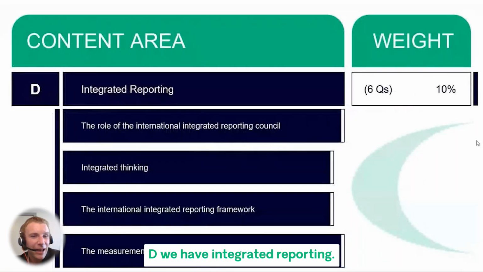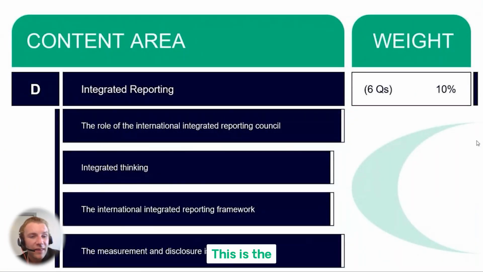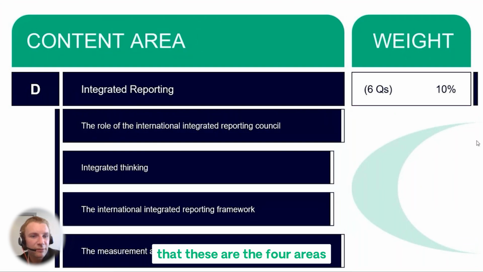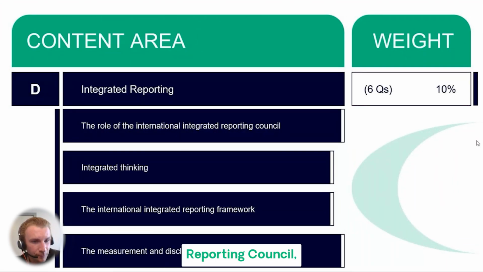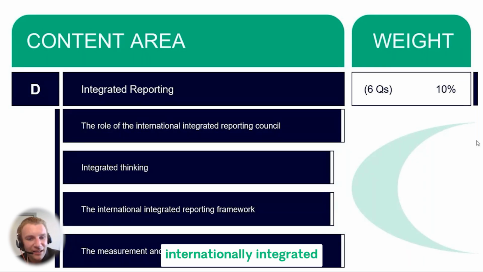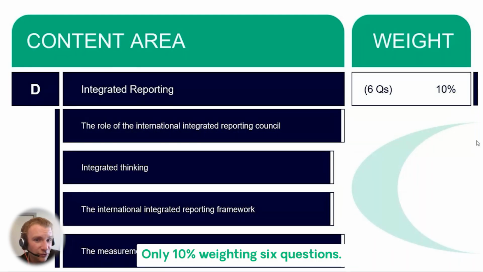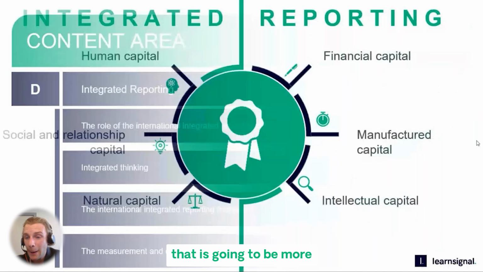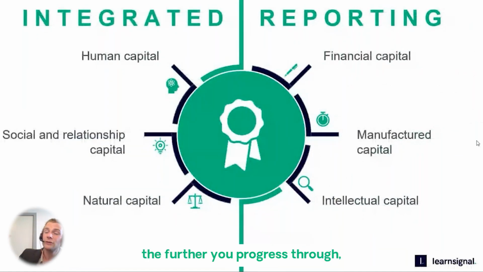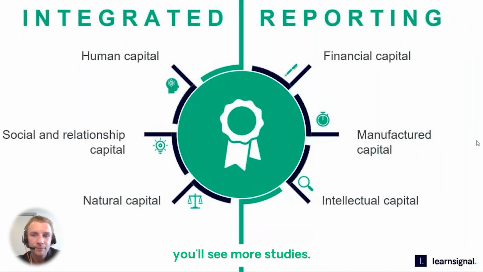Content area D, we have integrated reporting. These are the 4 areas broken down. So we've got the role of the International Integrated Reporting Council, integrated thinking, the International Integrated Reporting Framework, and the measurement and disclosure of any issues. Only 10% weighting, 6 questions, but again, an area that is going to be more and more prominent the further you progress through your CIMA studies.